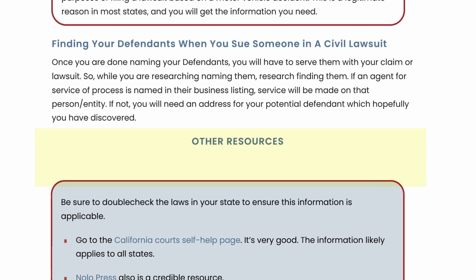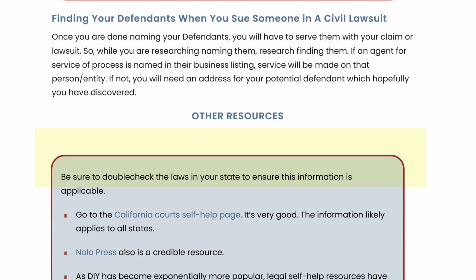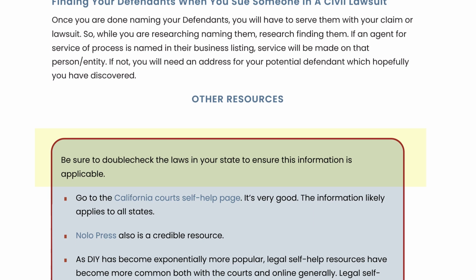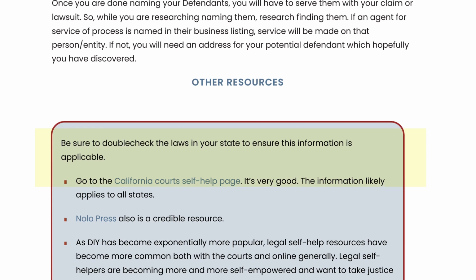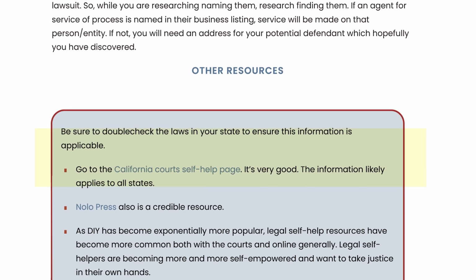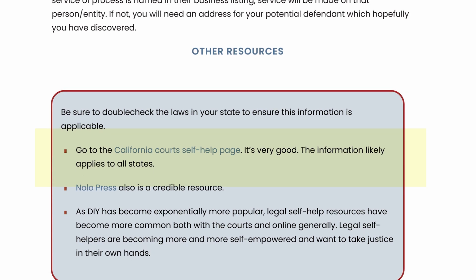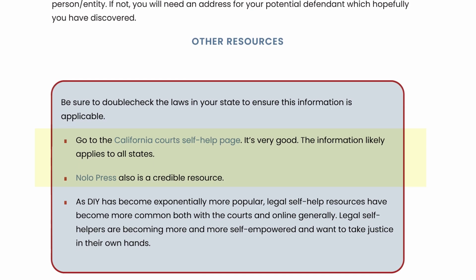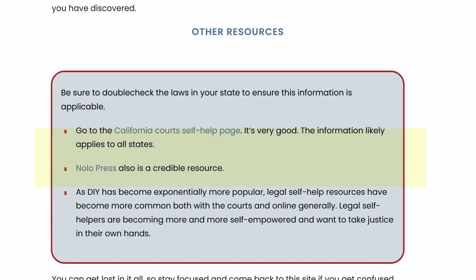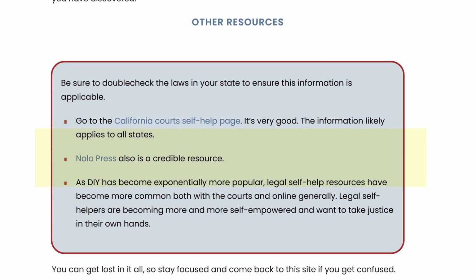Other resources. Be sure to double-check the laws in your state to ensure this information is applicable. Go to the California Court Self-Help page. It's very good. The information likely applies to all states. Nolo Press also is a credible resource.